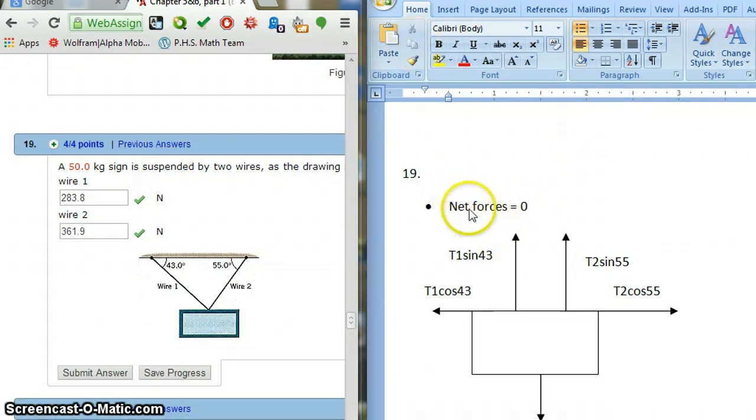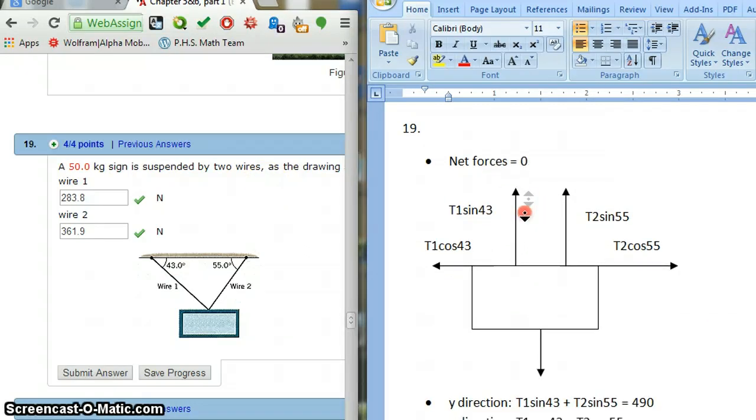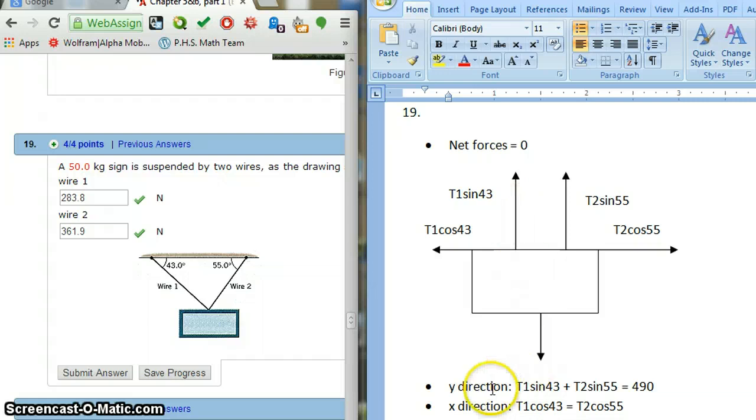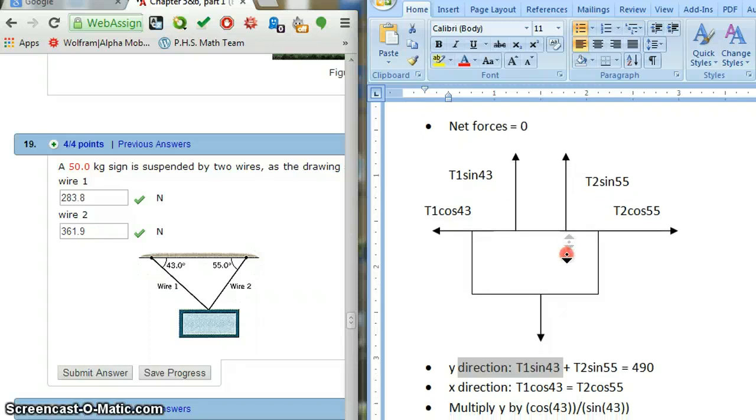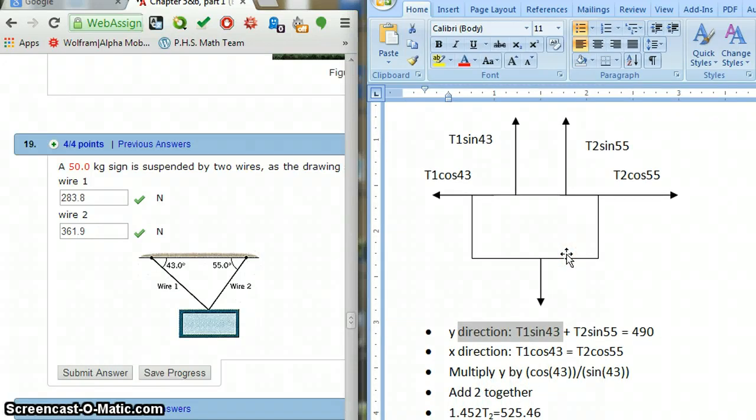Now, this entire question hinges on the fact that you know the net force acting on the sign is going to be 0, which means everything cancels out. You already know what that means in the y direction: T1 sine 43 plus T2 sine 55 equals the weight of the sign, which in my case is 419 newtons. But the two forces also equal out in the x direction. In this case, tension 1 cosine 43 equals tension 2 cosine 55. There's a free body diagram here, and you can tell from that.